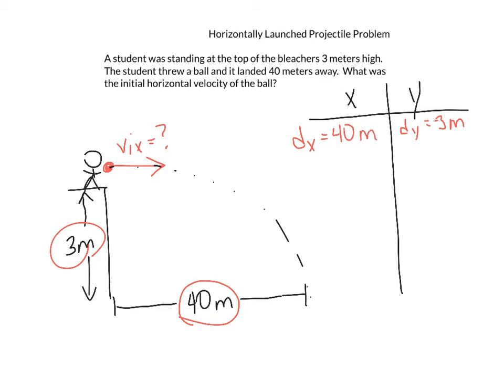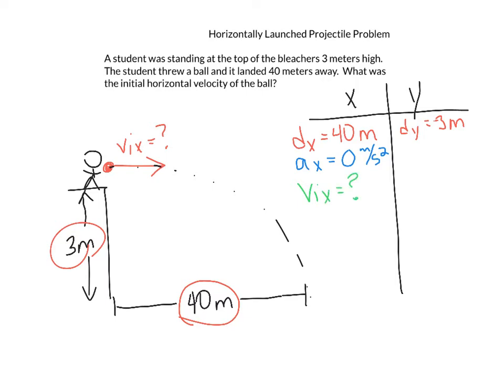Now, according to the last video, if you watched it, we talked about acceleration. Acceleration in the x direction doesn't exist. It's 0. There is nothing causing this object to go faster or slower in the x direction. Therefore, the acceleration is 0, which means my initial velocity is my final velocity in the x direction. Speaking of which, the vi in the x direction is what I'm looking for, so that's my unknown.